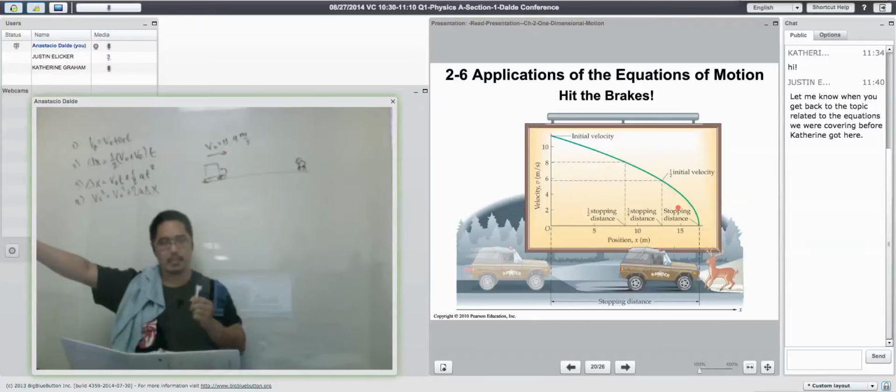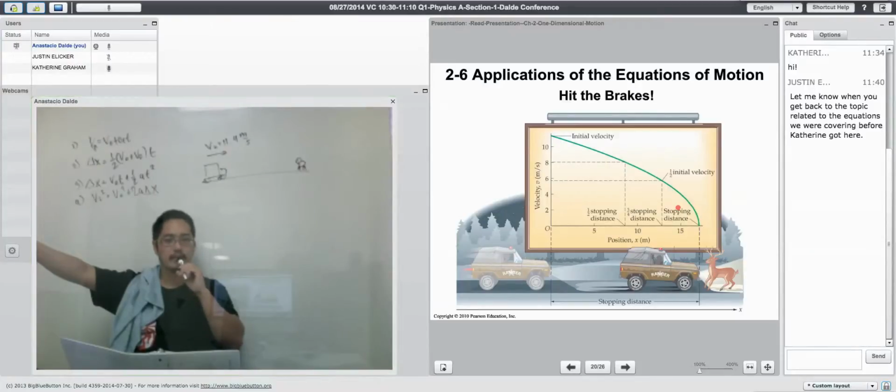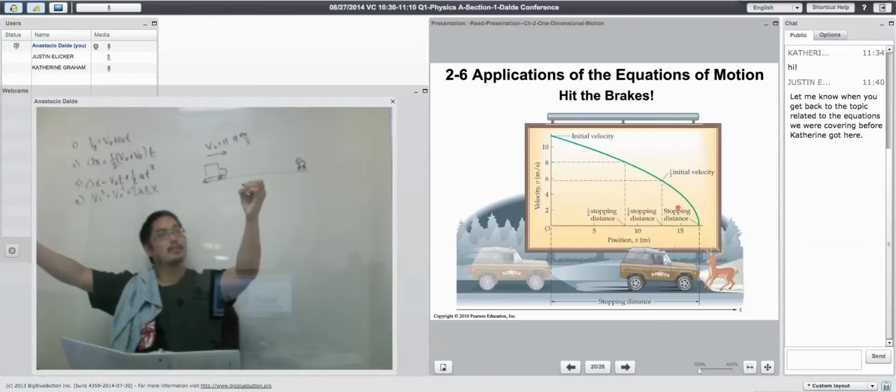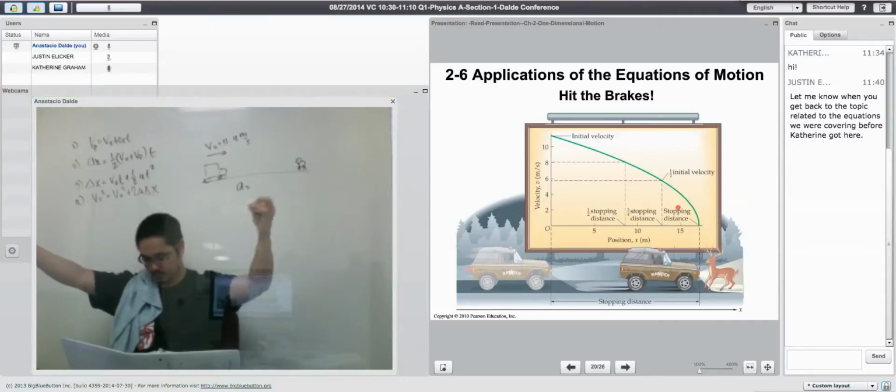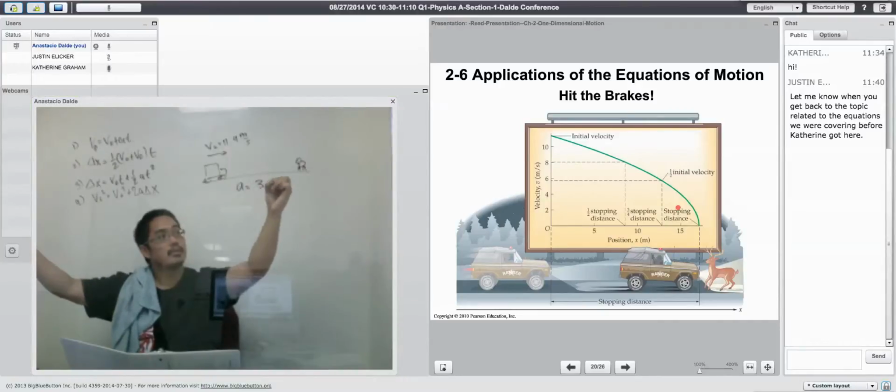Is he accelerating or decelerating? And Justin, you can chime in. You can talk to me through this. Catherine, if you don't know, just say I don't know. I don't know. All right.